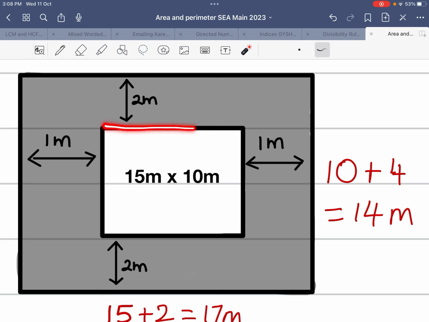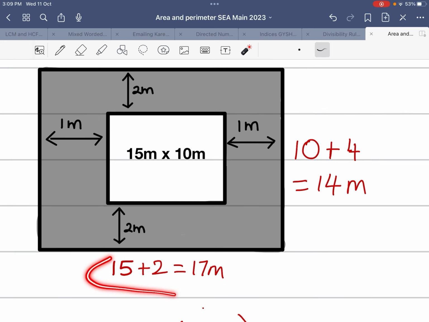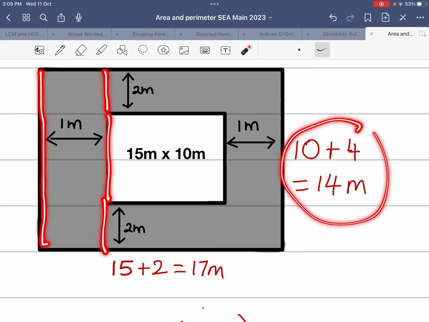We know that this is 15, we know that this is 1, and we know that this is 1. So we can simply add 15 plus 2 to get this length here. So that's 17 meters. So the length of the outer rectangle is 17 meters. And similarly, the inner rectangle has a width of 10 meters. So this 10 meters plus this 2, that's 12 plus 2 is 14. So the width of the outer rectangle is 14 meters.